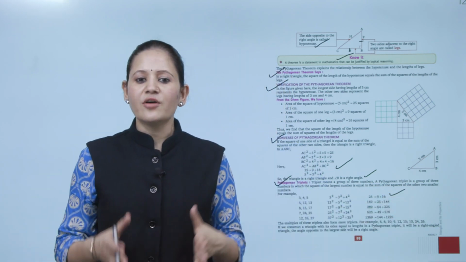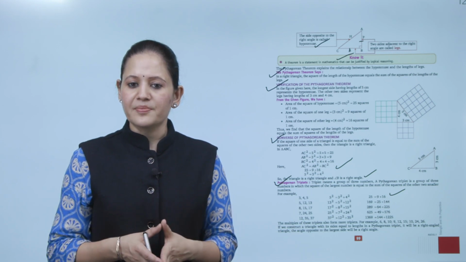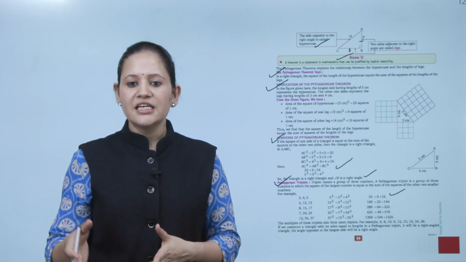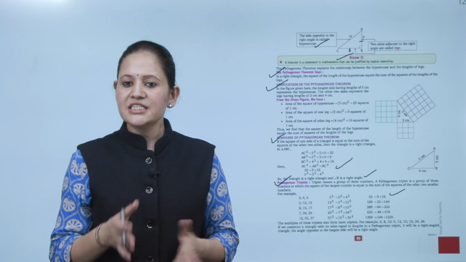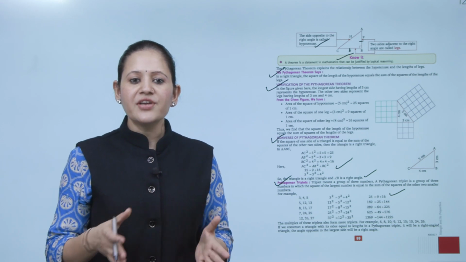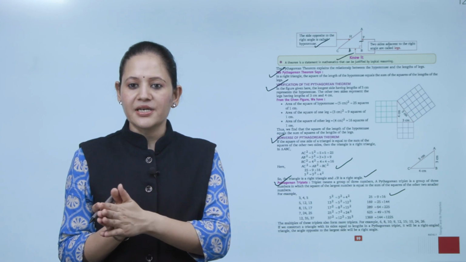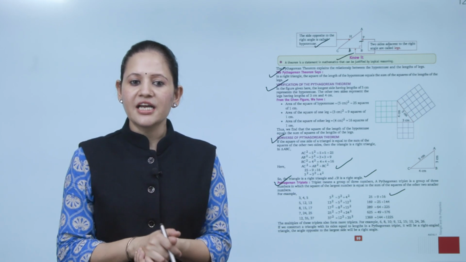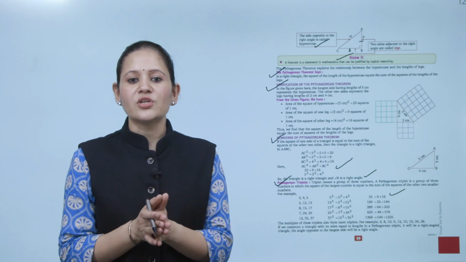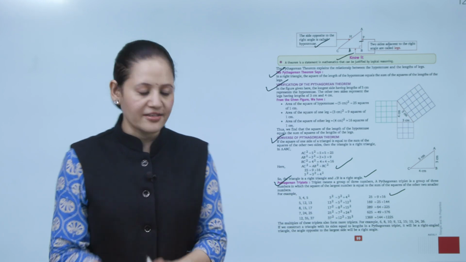The multiples of the triplet also form more triplets. For example, 6, 8, 10; 9, 12, 15; 10, 24, 26. If we construct the triangle with sides equal to the lengths in the Pythagorean triplet, it will be a right angle triangle. The angle opposite to the largest side will be the right angle.